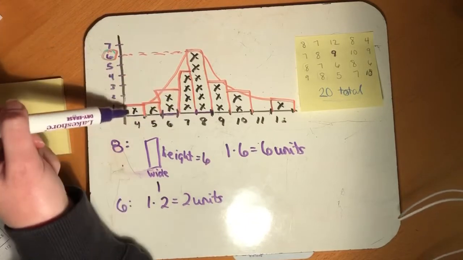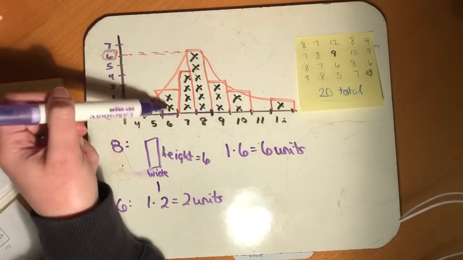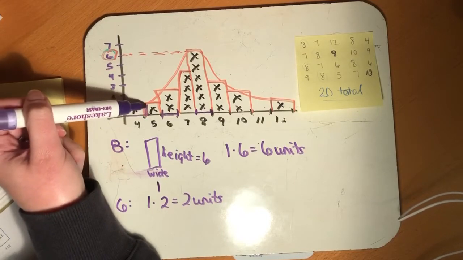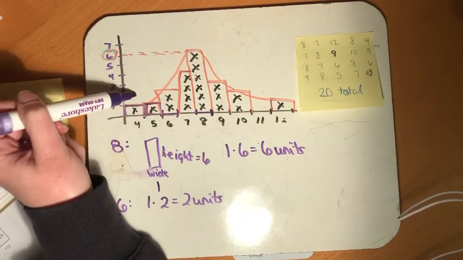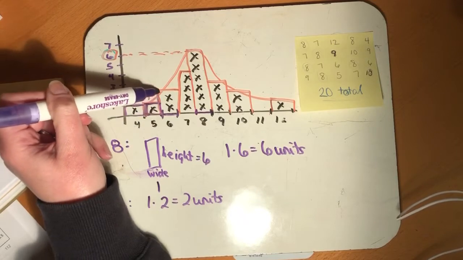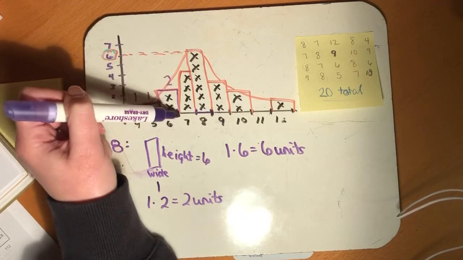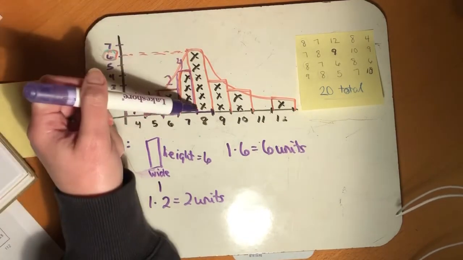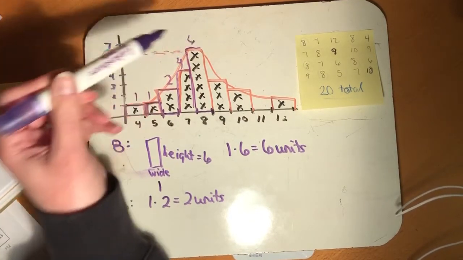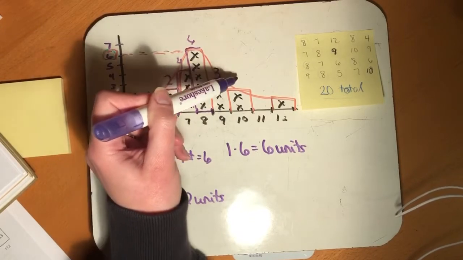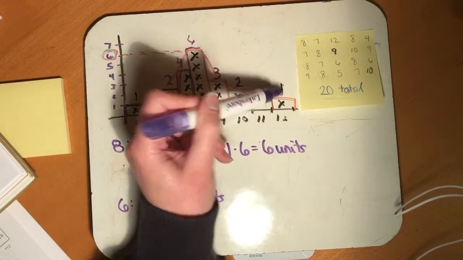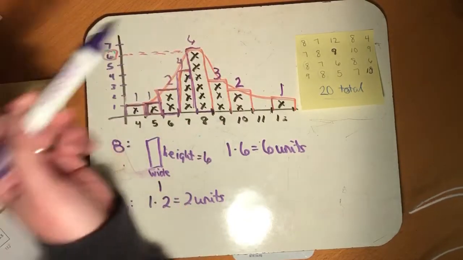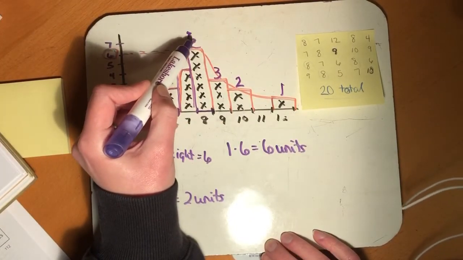20 data sets, or each of these multiplied out, this would be obviously 1 unit and another 1 unit. This is 1 times 2. This is 1 times 4. 1 times 6. 1 times 3. 1 times 2, and 1 times 1. When I add all of these areas together, I get a total area of 20 units.